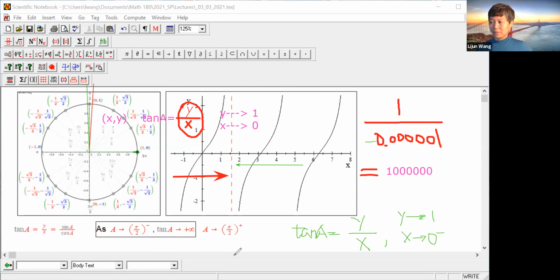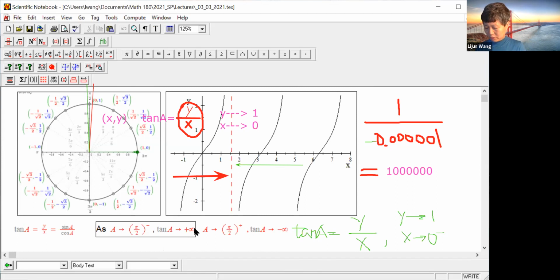So Kyle was exactly right. Very good job. But you see the process, right? You can see from the unit circle, you can see the curve itself. And then what's the proper way to write it? Tangent of this angle is approaching what? Negative infinity.